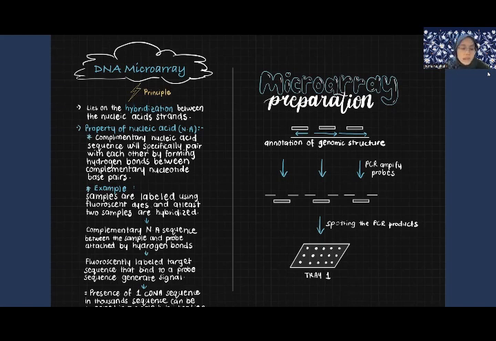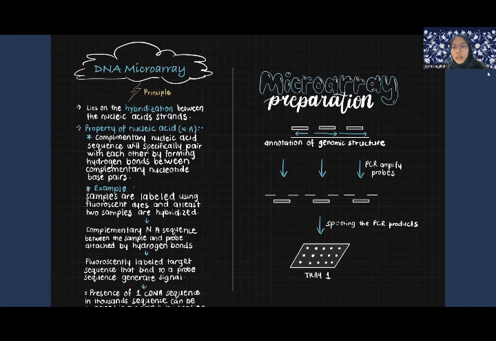So like for the example provided here, samples will be labeled using fluorescent dye, and at least 2 samples are hybridized. Complementary nucleic acid sequences between the sample and probe are attached by hydrogen bonds, and then the fluorescently labeled target sequence that binds to a probe will generate a signal, and then the presence of at least one cDNA sequence in thousands of sequences can be detected.